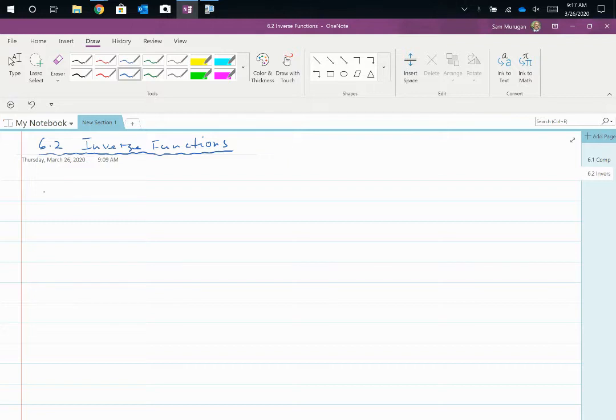So a one-to-one function, and the reason we need to do this is because inverse functions are comprised of what? Of one-to-one functions.